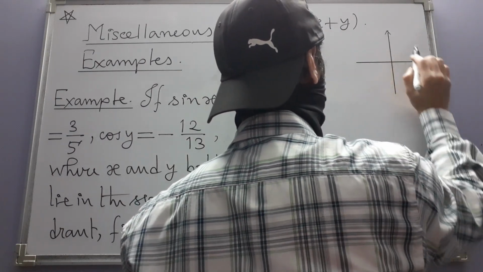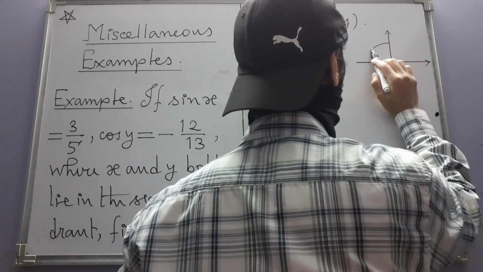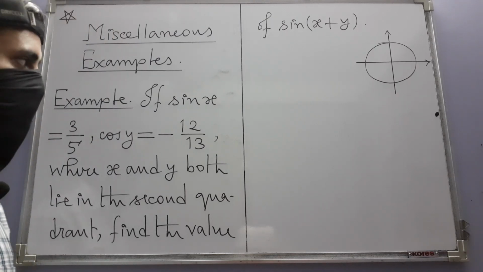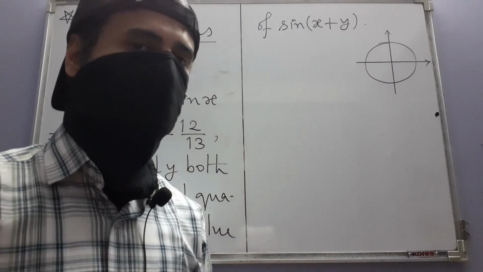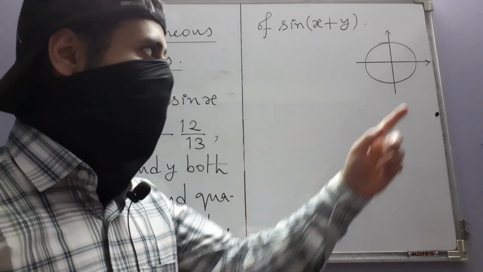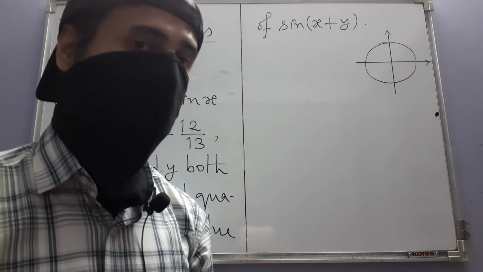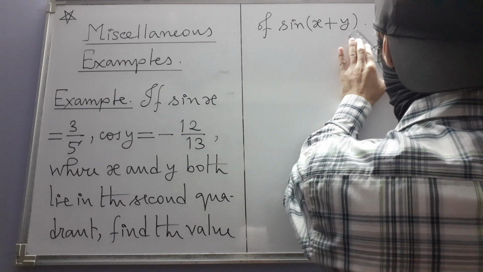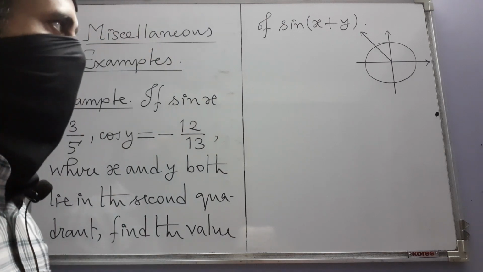So these are our coordinate axes as usual, and we draw a unit circle centered at the origin. Let us first consider the angle x. What does it mean that x lies in the second quadrant? This means that if we put x in the standard position, in which its initial ray is the positive x-axis, then the terminal ray will lie in the second quadrant in this sense. This is the terminal ray.